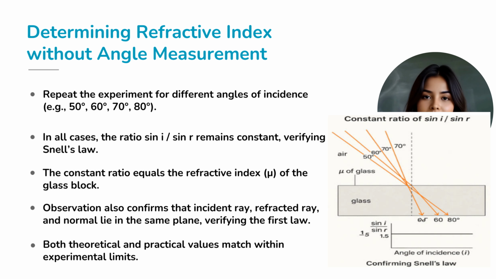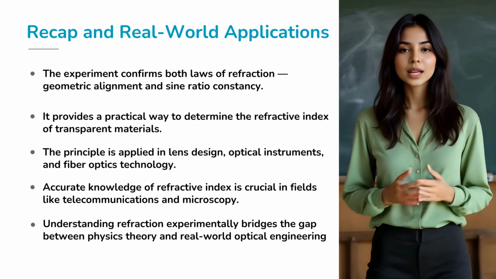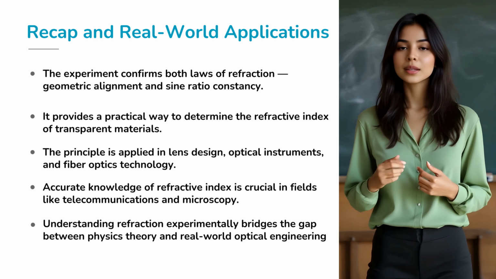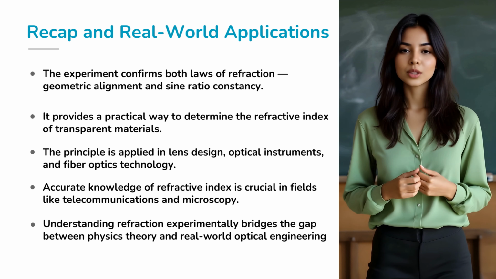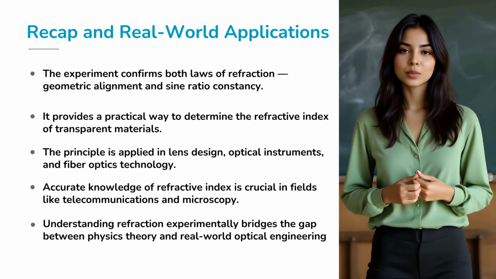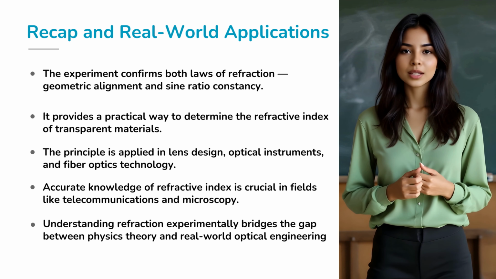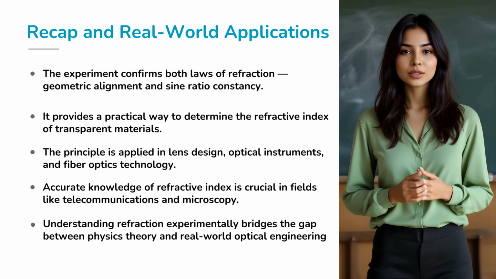And by observing that the incident ray, the refracted ray, and the normal all lie in the same plane, we have verified the first law of refraction as well. Our experimental results agree with the theoretical laws within reasonable error limits. So, let's recap. We've experimentally verified both laws of refraction, the geometrical alignment of rays, and the constant sine ratio. We've also learned two practical ways to determine the refractive index through angle measurement and through length ratios.